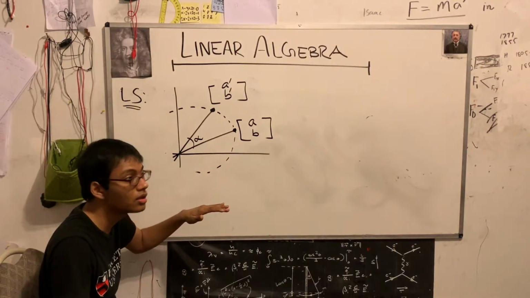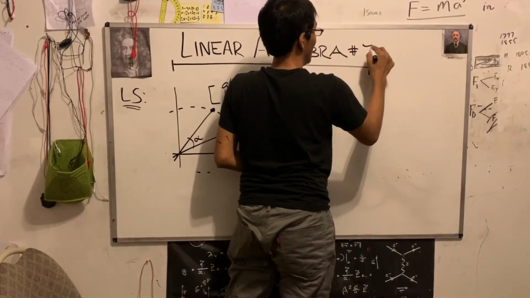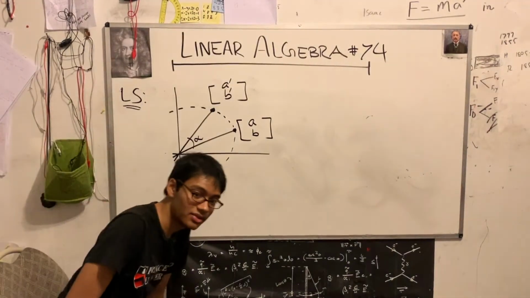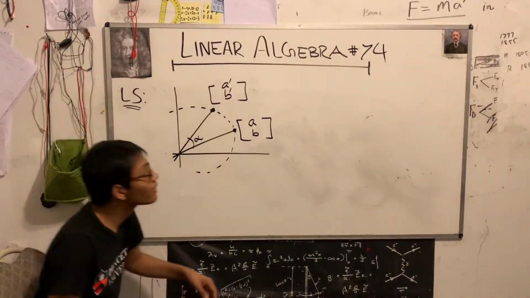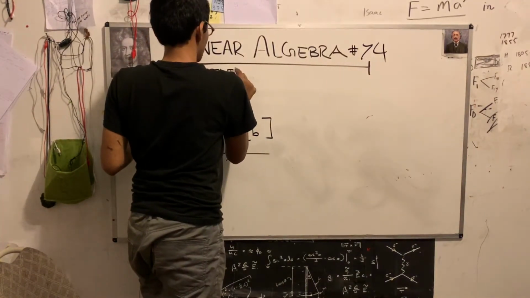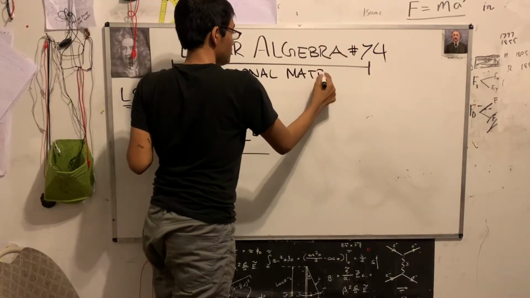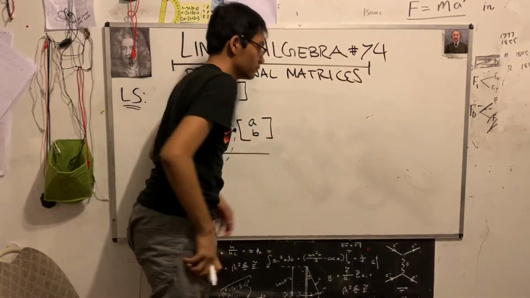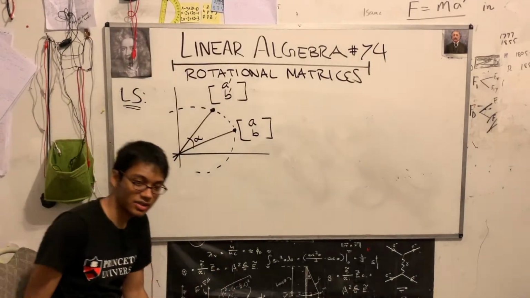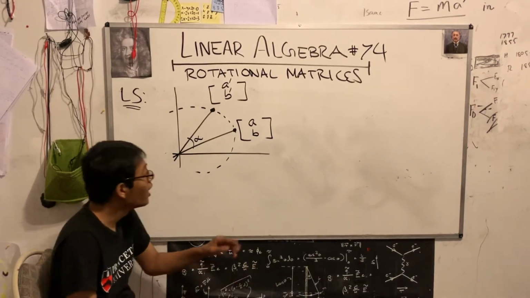Is it 74? Yes. So, good catch. What is the topic? The topic is rotational matrices. Can you write it down? Rotational. Let's go ahead and write that down. Rotational matrices. Don't worry, this is all going to tie into our discussion of subspaces and column spaces and null spaces.